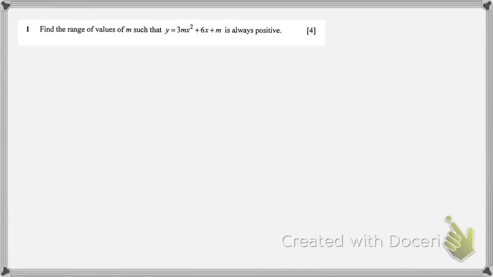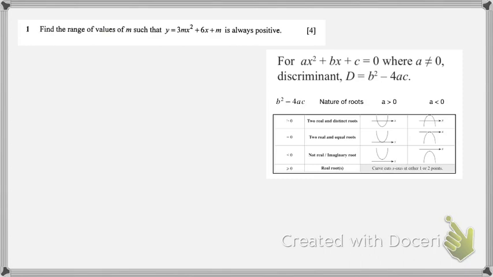In this question, you are asked to find the range of values of m such that y equals 3mx squared plus 6x plus m is always positive. Now, this is a typical question on quadratics. Let's take a look at the graph here.